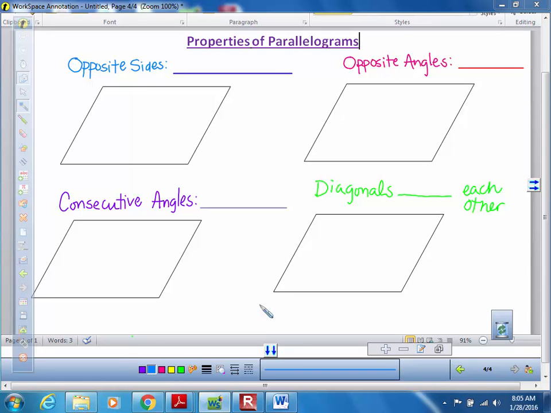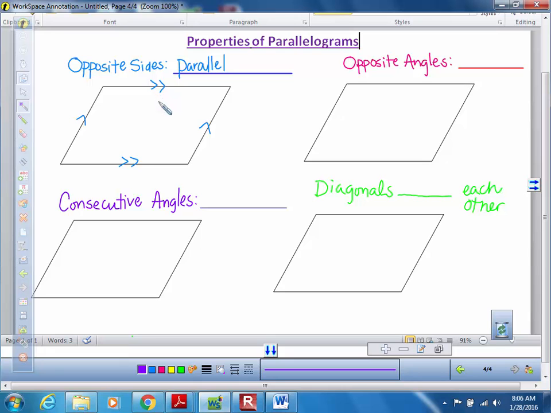The first type of quadrilateral I want to talk about is a parallelogram. A parallelogram is a quadrilateral where both pairs of opposite sides are parallel. So up here where we have opposite sides, we're going to write that these are parallel. So what that means is that this side and this side are parallel, and also this side and this side are parallel. So the ones opposite of one another are parallel.